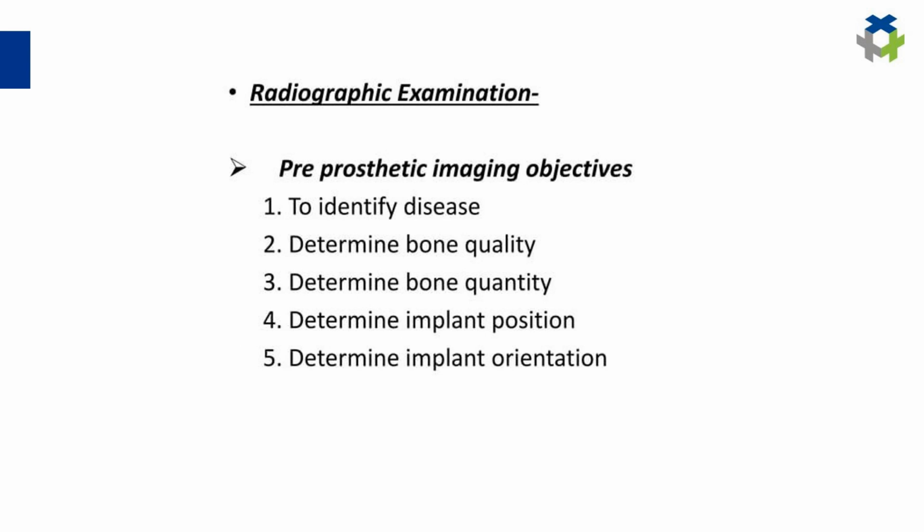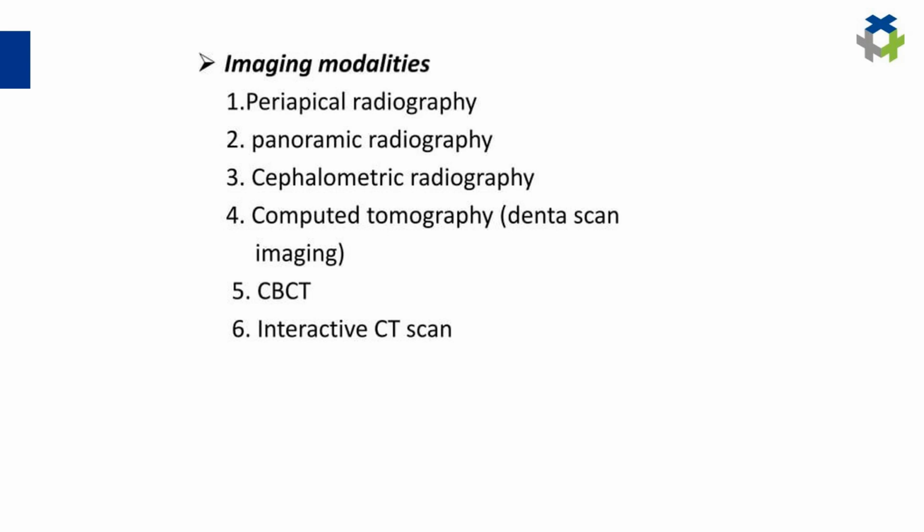Radiographic examination. The pre-prosthetic imaging objectives are to identify the disease, to determine the bone quality, bone quantity, determine the implant position and determine the implant orientation. The imaging modalities that we can use are periapical radiography, panoramic radiography, cephalometric radiography, computed tomography, CBCT, interactive CT scan.